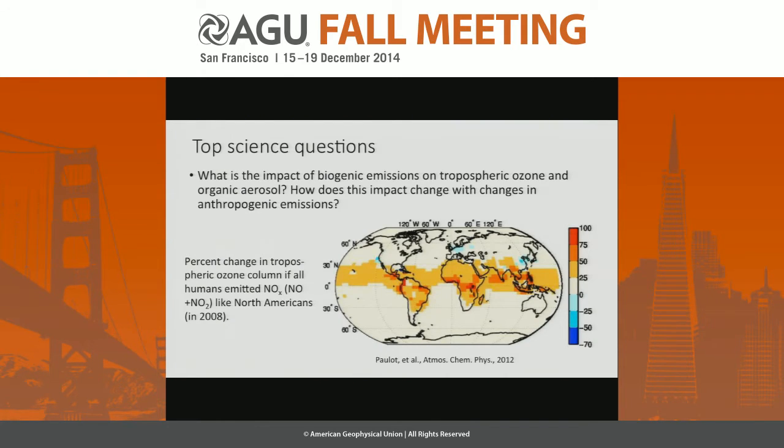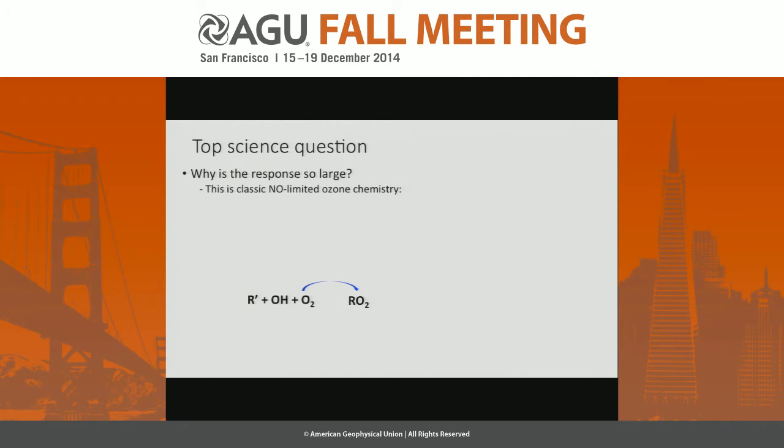So this was a calculation that was done by Fabien Pelot in my research group a few years ago, where we did just a simple experiment and said, what if everyone emitted NOx like North Americans? What would be the response in total tropospheric ozone? So this is the ozone column response. And what I hope you can see from this figure is it's enormous in the tropics. That is to say that if everyone in the tropics emitted NOx like us, tropospheric ozone columns would go up by 25 to 75%. So this is not a small effect. And so why is that?